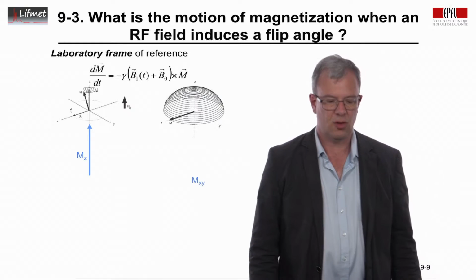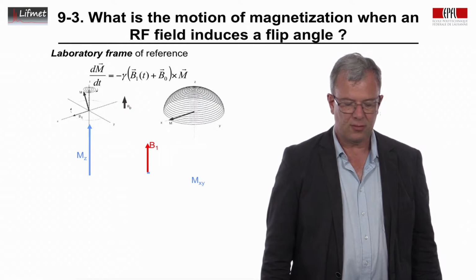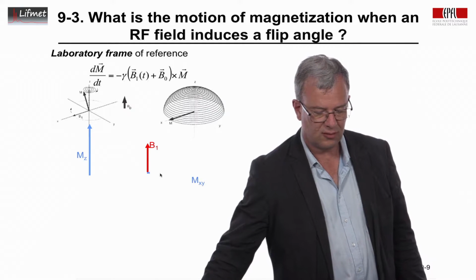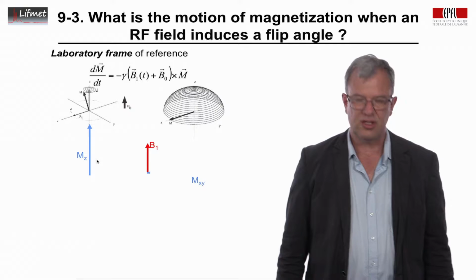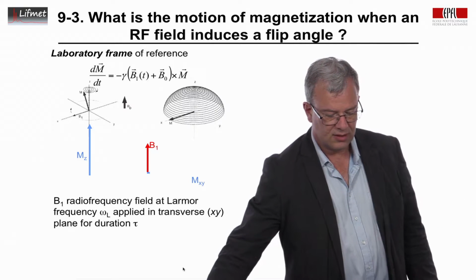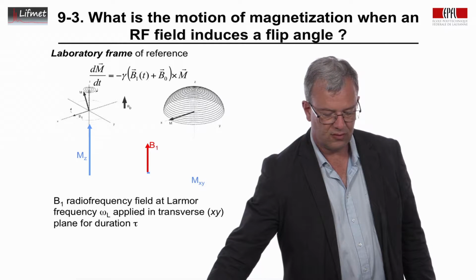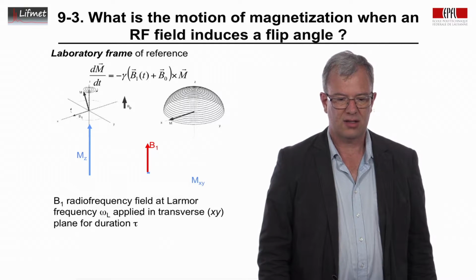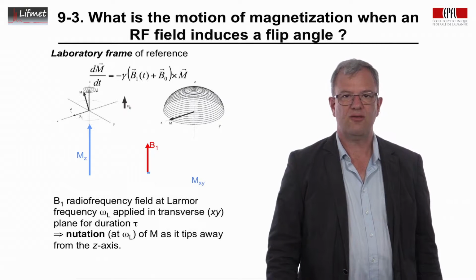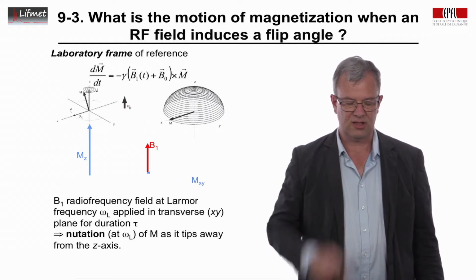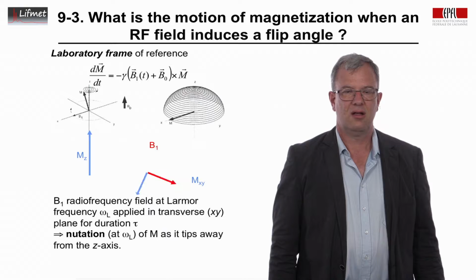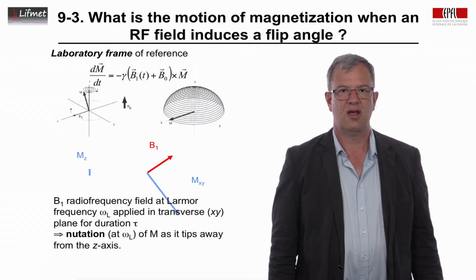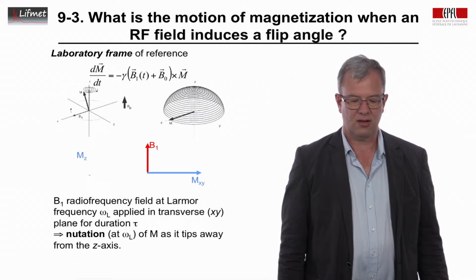So what happens in the motion is that we have the B1 field here that rotates. And now what I will describe here is the motion of the transverse magnetization and the longitudinal magnetization as we turn on this rotating reference frame. So we have the B1 applied at Larmor frequency in the transverse plane for a time tau, and this will create a nutation of the magnetization in a spiral motion as it tips away from the Z-axis. So let's look at this in the animation. The B1 makes the magnetization rotate, so the transverse component increases, the longitudinal component decreases until we're done, and we have done a 90-degree excitation.